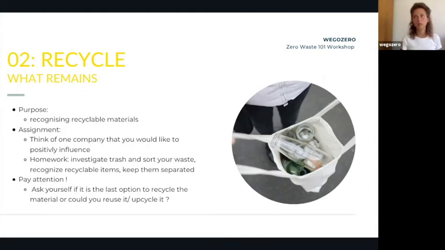So what materials can you recycle? You can recycle glass, paper, metal, and you can even recycle plastic. Not all of the plastics are recyclable, and not all of the plastic items that we use are, not all of them can go back into a cycle, but you can recognize those plastic items that have a triangle on the packaging and the number inside. It will show a number from 1 to 7, and therefore you can recognize how often you can recycle those items. And then one thing I would like you to pay attention to is ask yourself if it is the last option to recycle the material, or could you actually reuse it for another purpose or upcycle it?